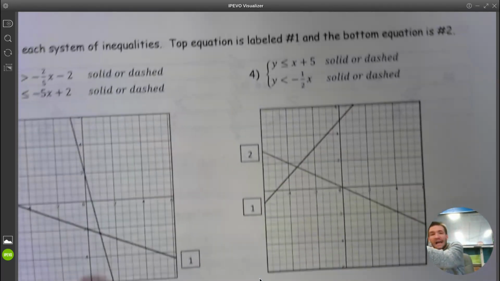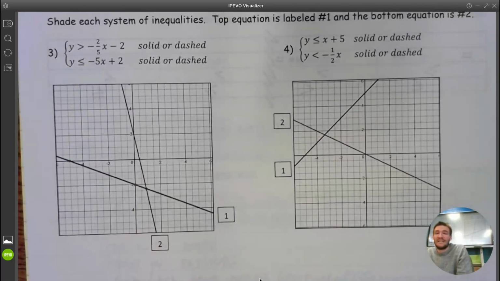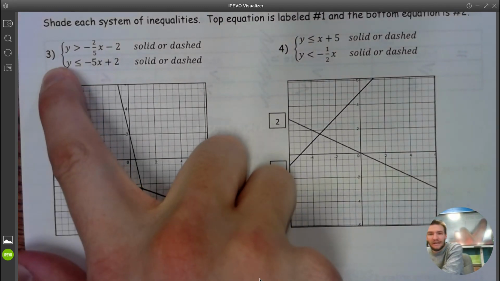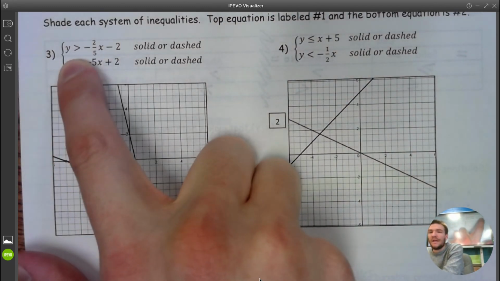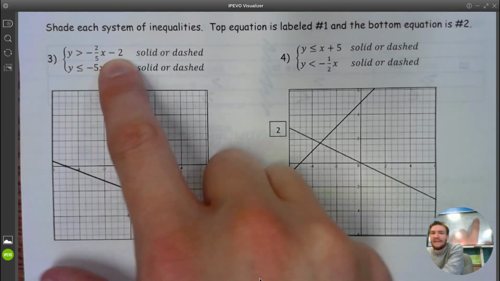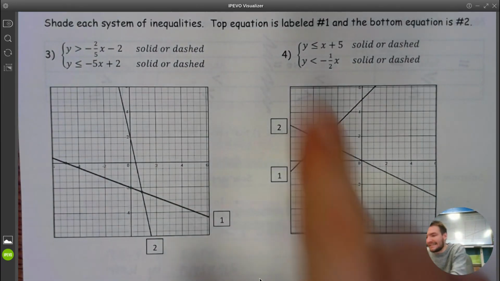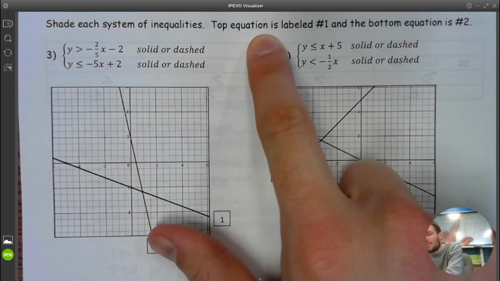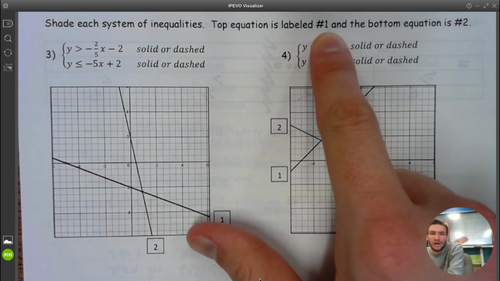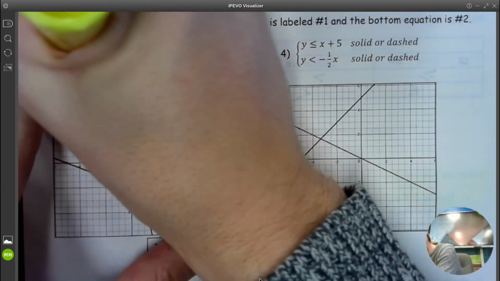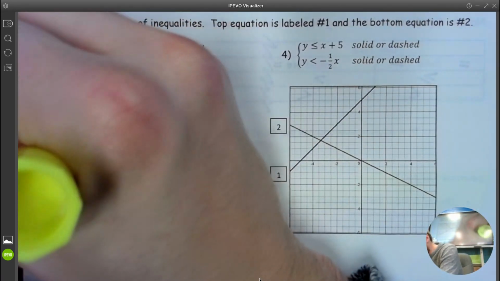Okay? Flip over to the back. Now, on the back, we have to do something that's in some ways even easier. What we need to do is look at number 3. We have 2 lines here. And again, I don't love this worksheet, but we can work with it, okay? It says the top equation is labeled number 1. So, basically, number 1 is the top equation.